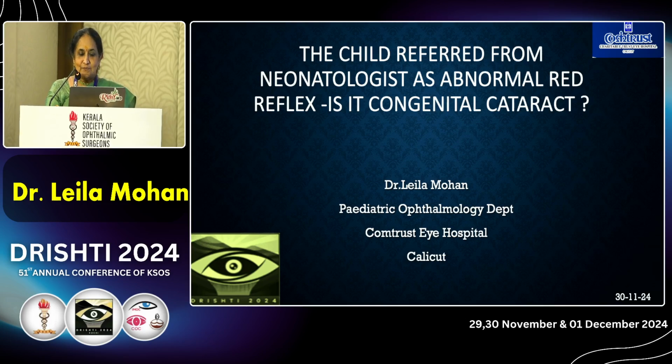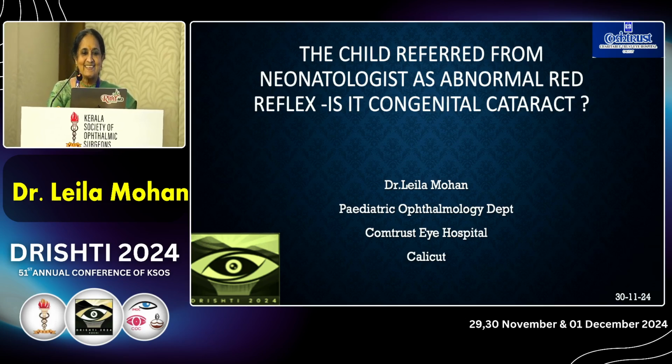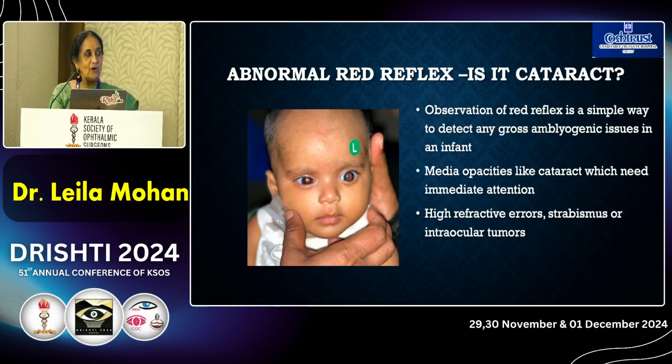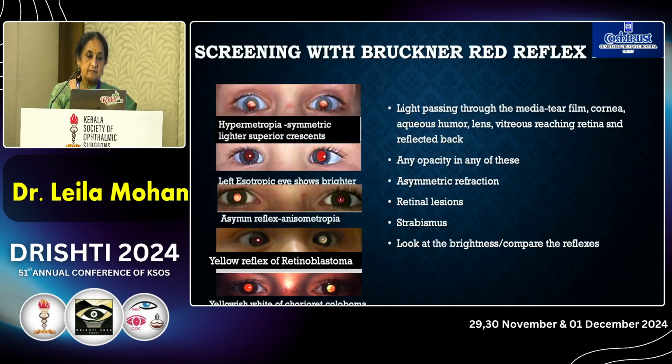Thank you, Dr. Anita, for including me in this session, which is very important. The abnormal red reflex, is it cataract? Observation of red reflex is a simple way to detect any gross amblyogenic issue in an infant. Media opacities like cataract, corneal opacity, which need immediate attention, and also high refractive errors, strabismus, or any intraocular tumors can also be screened by a red reflex screening.